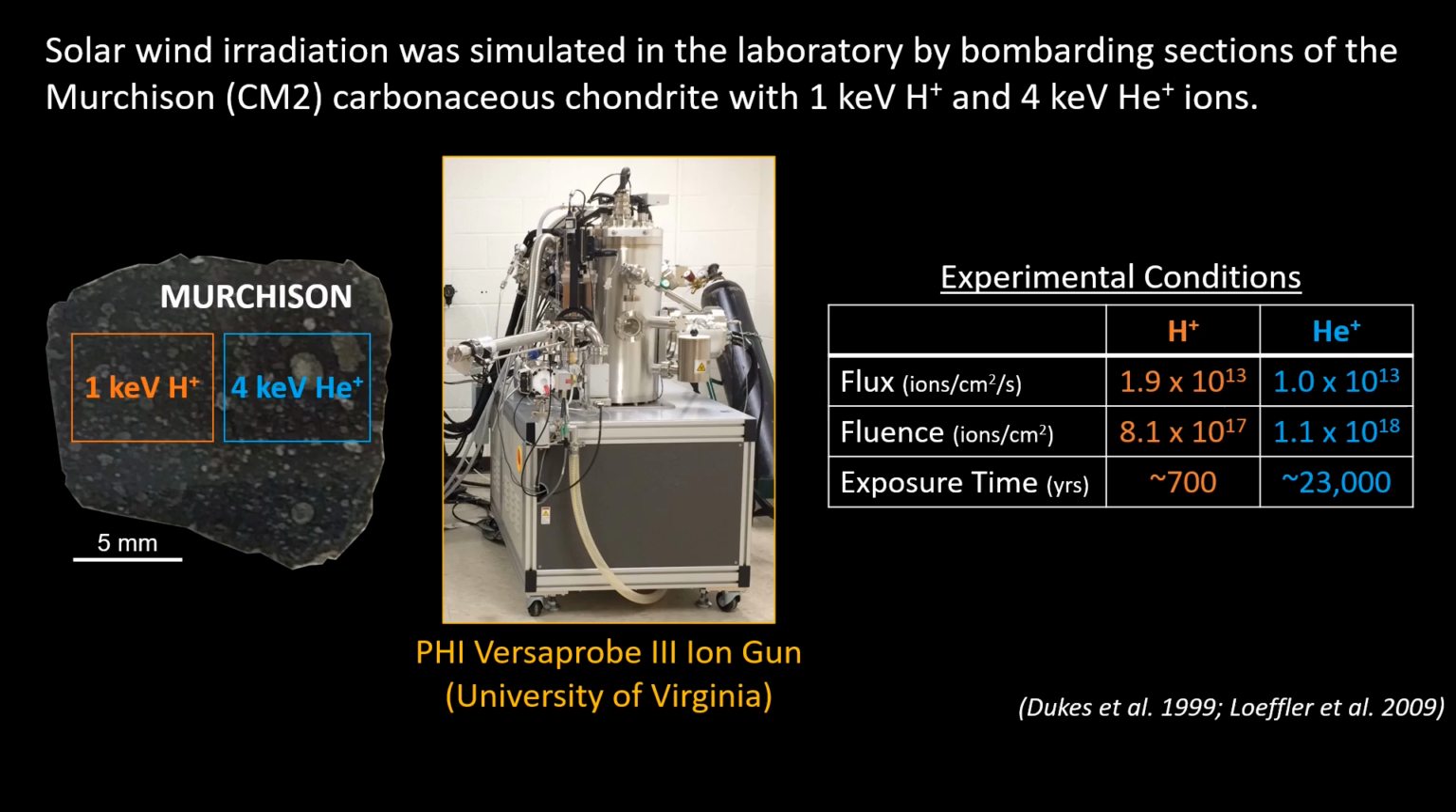Although Murchison is not a perfect spectral analog for target asteroids Bennu and Ryugu, it still exhibits important similarities to carbonaceous asteroids, including a low optical albedo and a composition that is rich in organics and phyllosilicates.